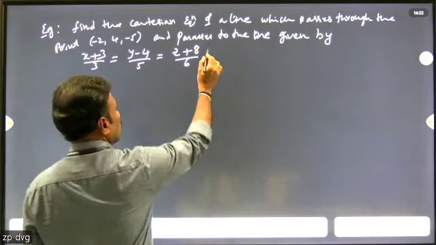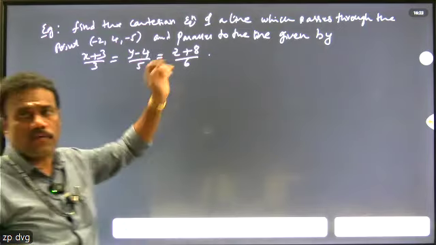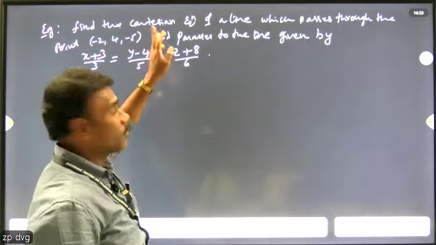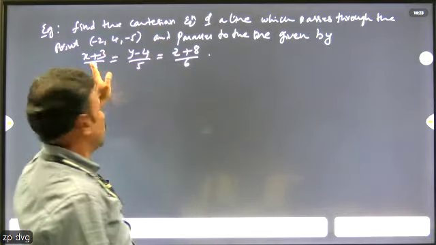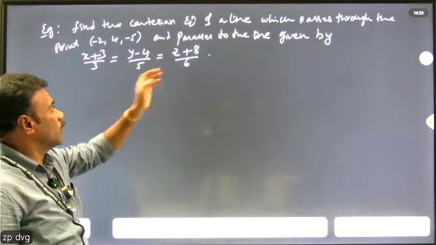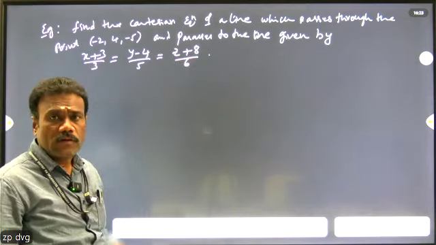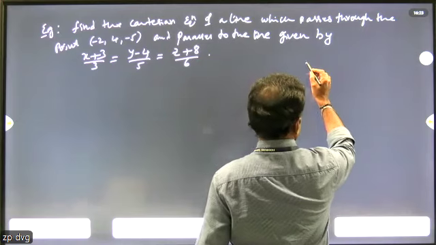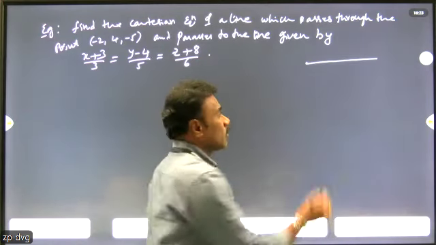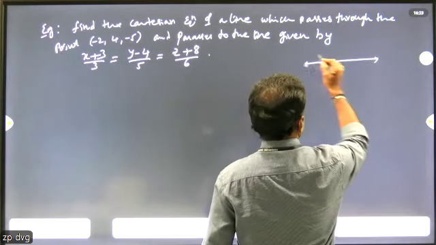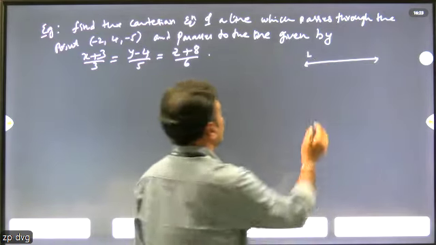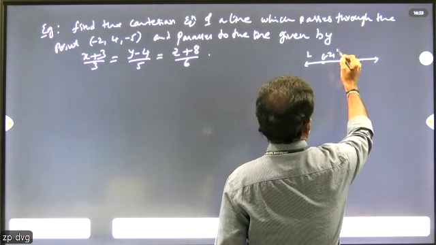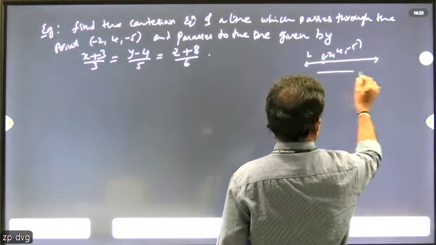So in the given question, you have to find the Cartesian equation of a line which passes through the point (-2, 4, -5) and is parallel to the line given by (x + 3)/3 = (y - 4)/5 = (z + 8)/6. Here, you have to find the equation of a line. This line is passing through the point (-2, 4, -5) and is parallel to the given line.